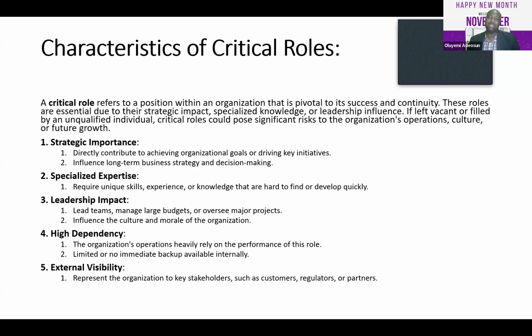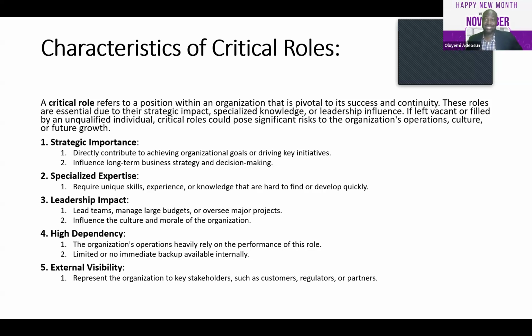So what are these characteristics of critical roles? We've looked at the definition. Pivotal to success and continuity, strategic impact, specialized knowledge. One, strategic importance. Two, specialized expertise. Three, leadership impact. Four, high dependency. In other words, the organization depends operations heavily on the performance of this role, function, or office. And sometimes there may be limited or no immediate backup available internally. So scarcity can also make a role critical.